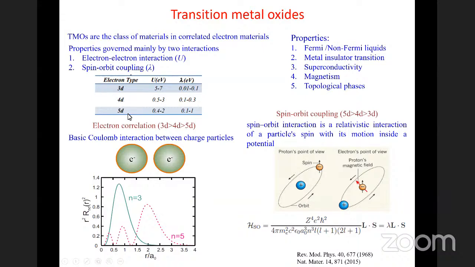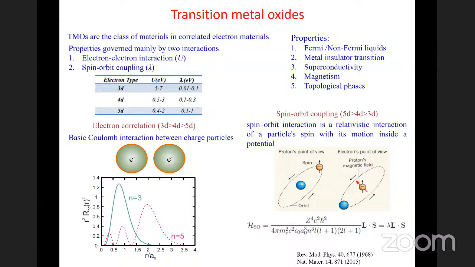And as we go from 3D to 5D transition metal oxides, the spin orbit coupling interactions also become comparable with the energetics of electron-electron interactions. And because of this competition between the two interactions, it results in some very interesting topological phases. And terahertz spectroscopy has been able to probe both the phases evolving because of electron-electron correlations and because of the spin orbit coupling.